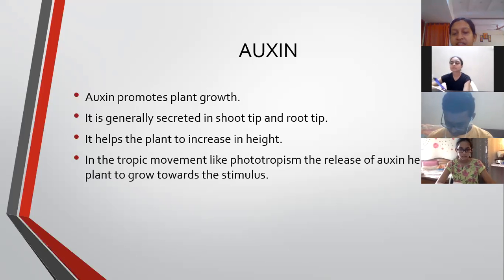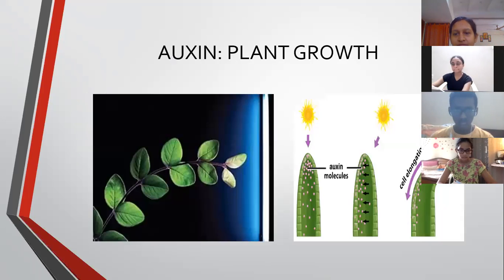Now, when we say that in phototropism, the shoot is bending, the tip of the shoot starts bending. That is when the entire stem starts bending. So that tip of the shoot, when it bends, that bending is also because of auxin. Now let us see more precisely how auxin controls this.